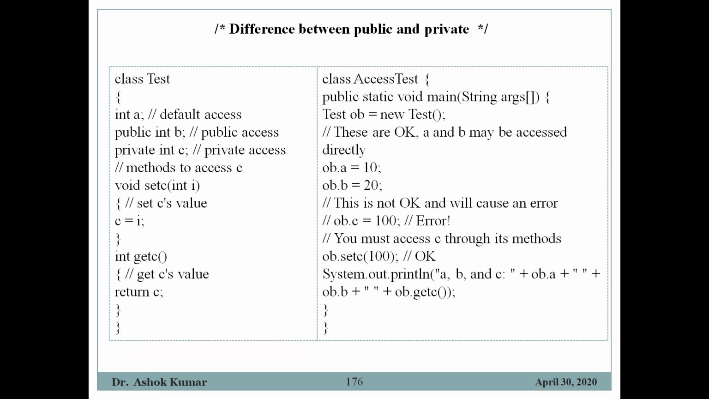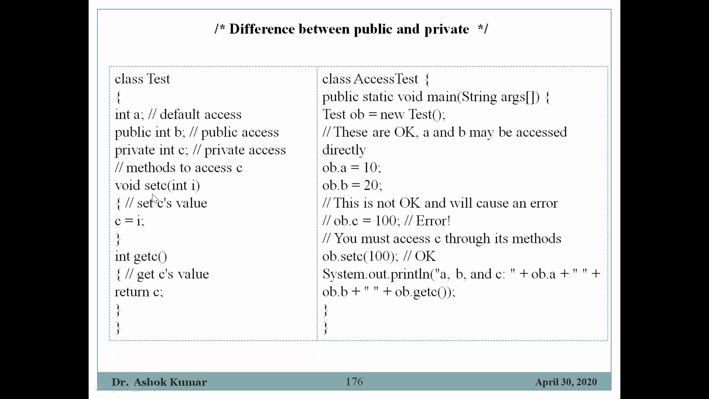What's the meaning of public access? What is the meaning of private access? We are going to discuss very soon. And the next is c, it's of type private. So in this class, we have used all access specifiers except the protected one. So this is the default access, a; b is the public access, and c is private.